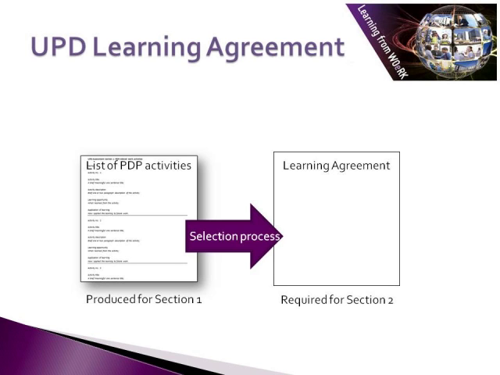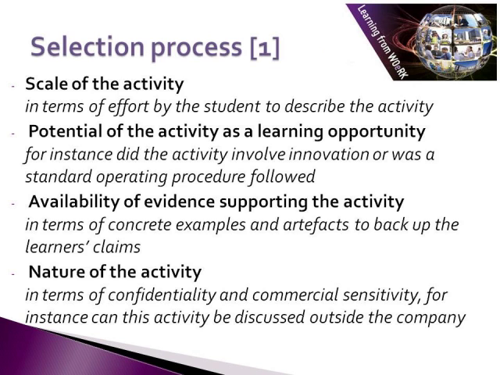for Section 1. From this list, some of the activities will form part of the learning agreement through a selection process that will involve negotiation between the tutor and the student, and will be based on a number of factors such as the scale of the activity in terms of effort by the student to describe the activity, the potential of the activity as a learning opportunity. For instance, did the activity involve innovation, or was a standard operating procedure followed? The availability of evidence supporting the activity, in terms of concrete examples and artifacts to back up the learner's claims.